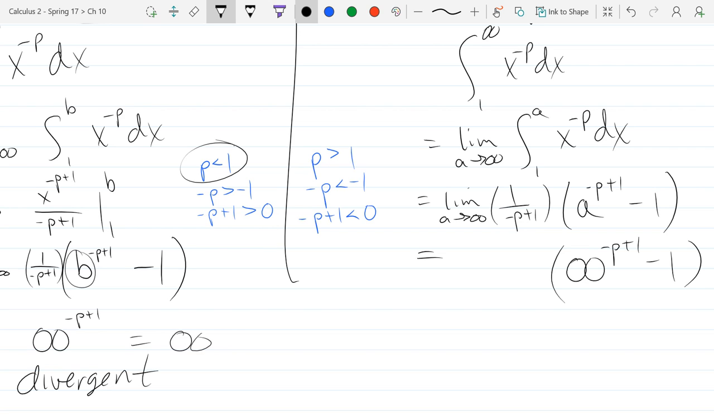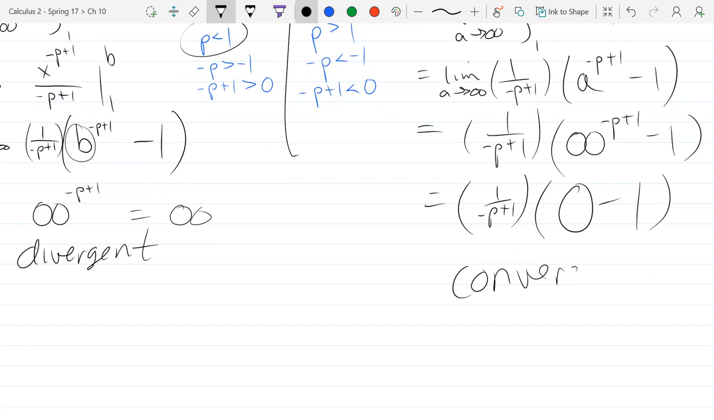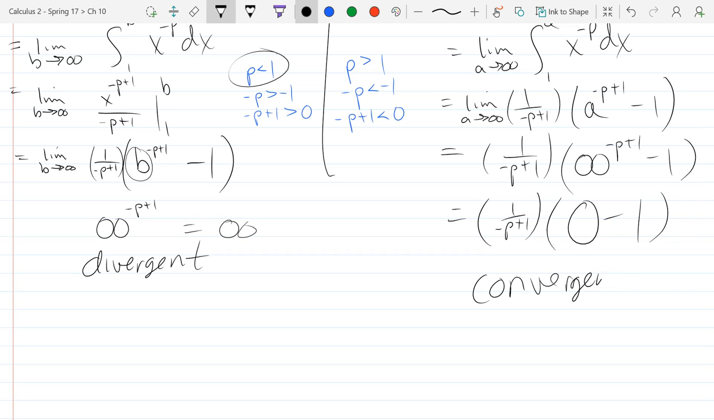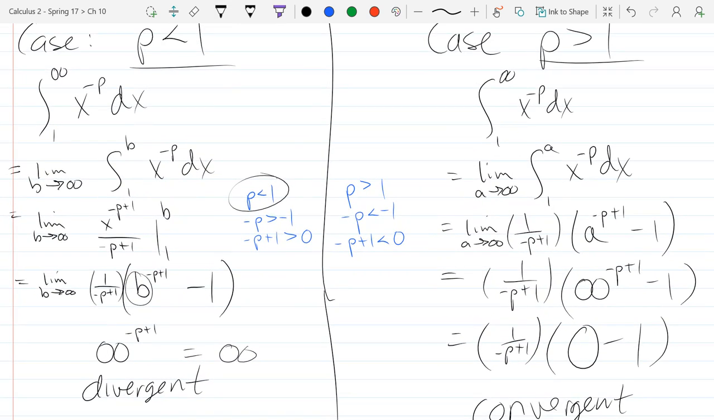So we have a number getting bigger raised to a negative power. So what is that? Infinity raised to a negative power would be 0. It's basically 1 over a larger and larger number. So that's going to be 0 minus, well, I forgot my constant. So we just get a number here. So this converges. All right, so we get divergent when p is less than 1 and convergent when p is greater than 1.